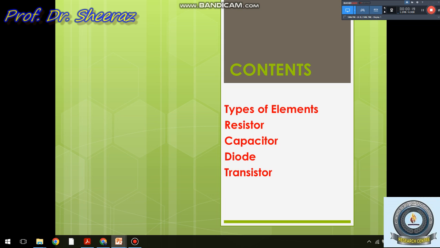The contents which we will be covering today are the different types of elements which are present, and then we have the resistor, its types, capacitor and its types, diode and its types, and transistor and its types. And there are various applications where these electronic components are being used in the industry.